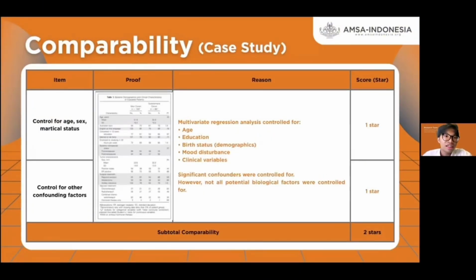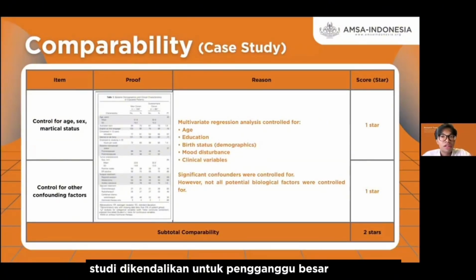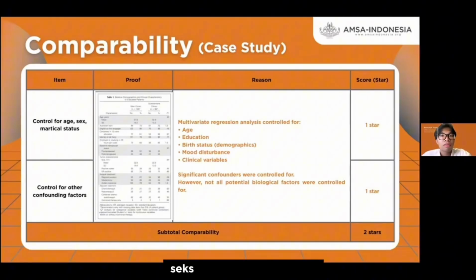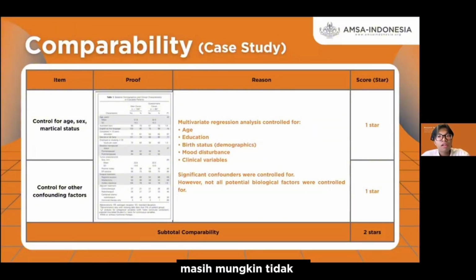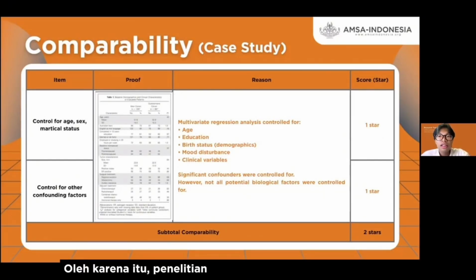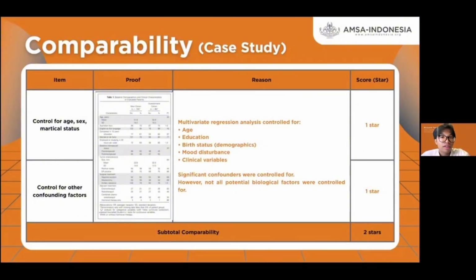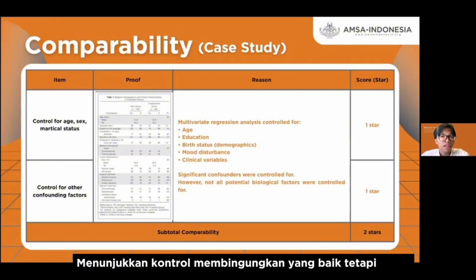For the case study, the study controlled for major confounders such as age, sex, and marital status, using multivariate regression analysis. It also accounted for additional factors including education, socioeconomic status, mood disturbance, and clinical variables. However, despite this comprehensive adjustment, it is still possible that not all biological or psychosocial confounders were fully controlled. Therefore, the study received 2 stars in this domain, indicating good but not perfect control of confounding.